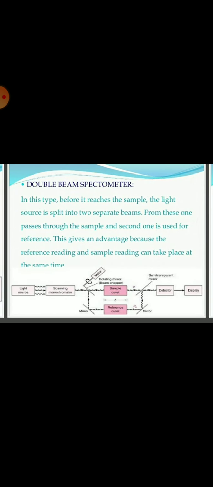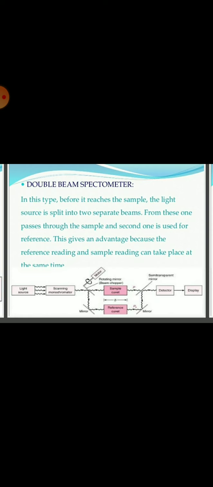In the double beam spectrometer, before it reaches the sample, the light source is split into two separate beams. One passes through the sample and the second one is used for reference. This gives an advantage because the reference reading and sample reading can take place at the same time.